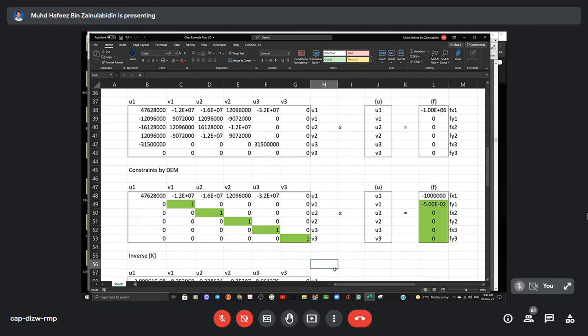Okay, clear? So doctor, the first row we don't need to change anything? Okay, this row, you don't have to change because there is no constraint. There is no constraint horizontally at node 1, because node 1 is only constrained vertically. It can move freely horizontally. So we don't have to put any constraint.